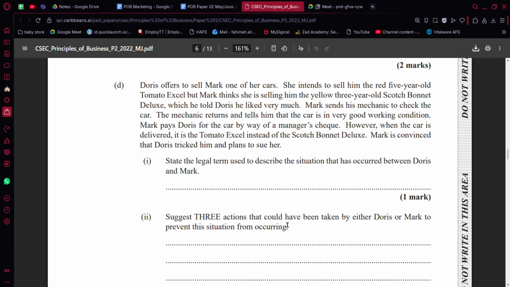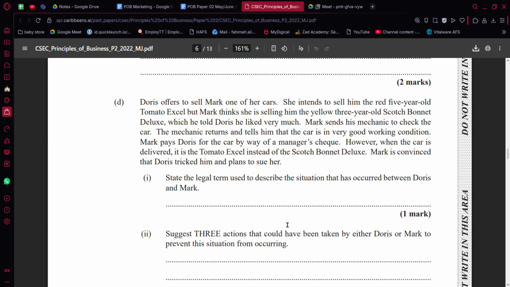We have a long scenario here now. Doris offers to sell Mark one of her cars. She intends to sell him the red 5-year-old Tomato XL, but Mark thinks she is selling him the yellow 3-year-old Scotch Bonnet Deluxe, which he told Doris he liked very much.